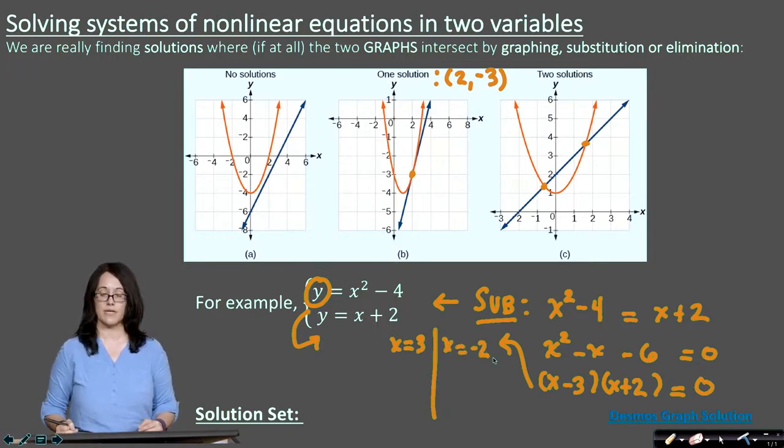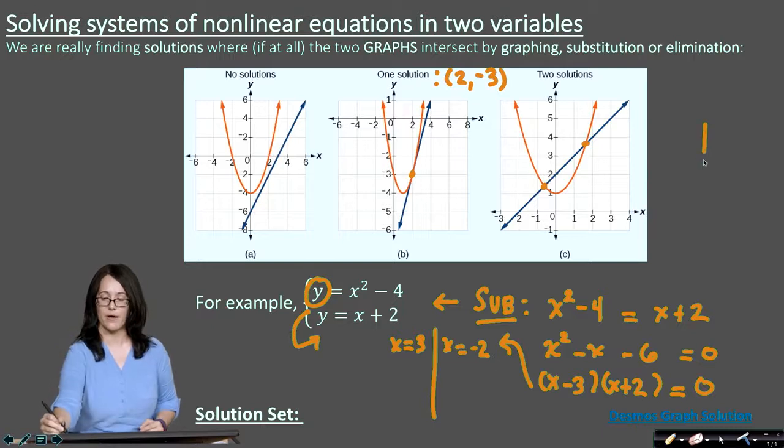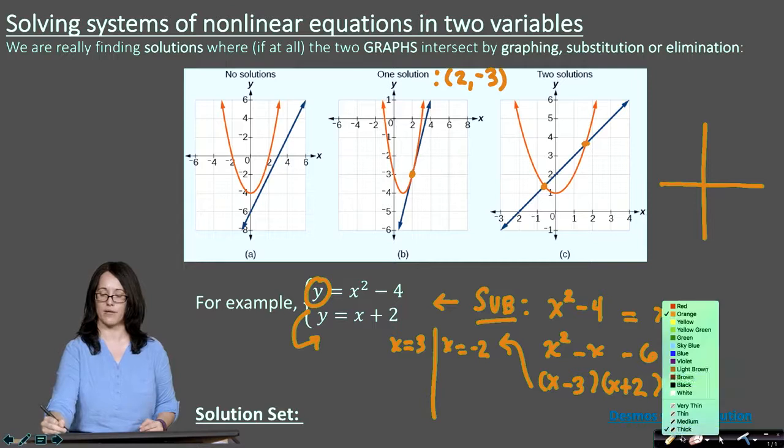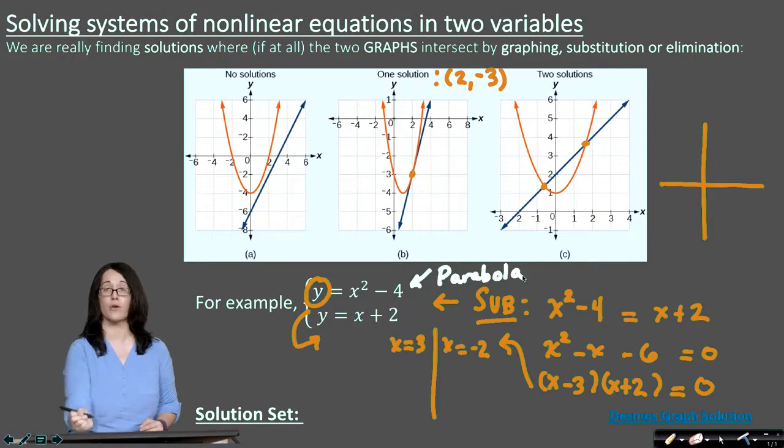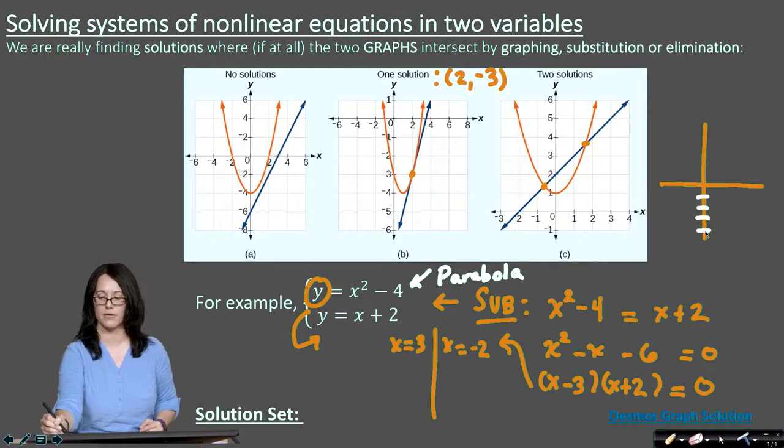So if I wanted to understand what's going on here, we're talking about a parabola and we're talking about a line. I'll do the parabola, I'll do a quick sketch for you. I'll do the parabola in white, okay? So for this parabola in white, it's been shifted 4 units down. You can go back and review your graphs. This is a parabola that's been shifted 4 units down.